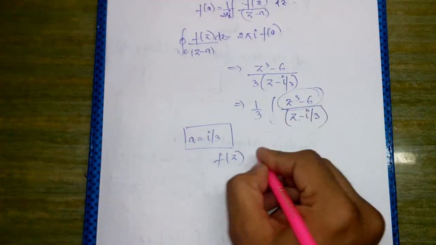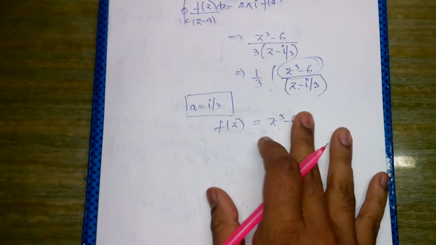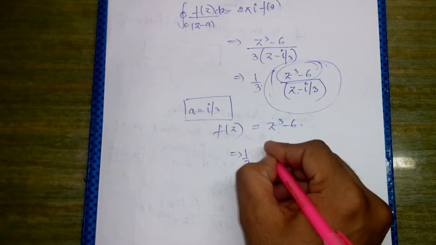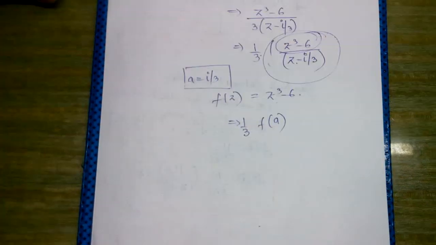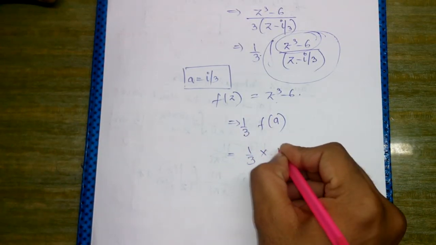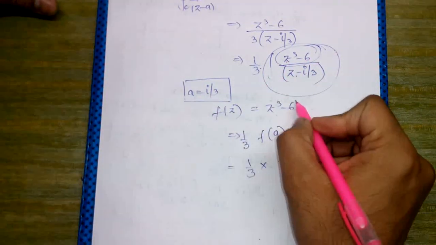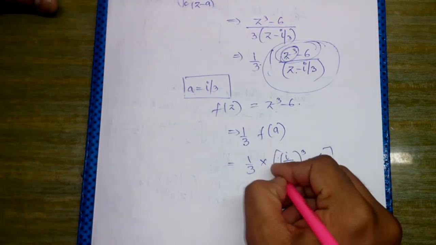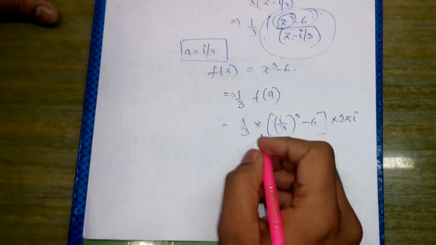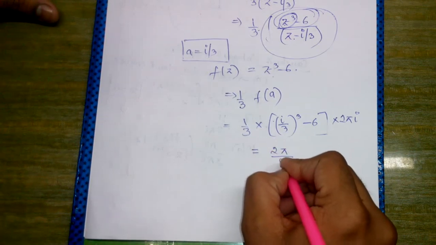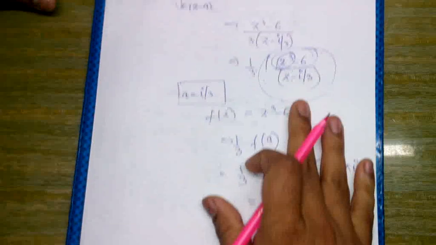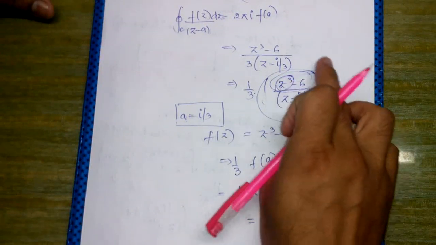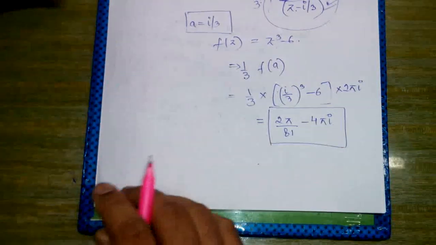f of z, if we compare, is z cube minus 6. So 1 upon 3 into this value simply means 1 upon 3 into f of a. So that is 1 by 3 into the value at z equal to a, where we put a, that is i upon 3, whole cube minus 6, multiplied by 2 pi i. So we obtain the value as 2 pi upon 81 minus 4 pi i. So we compared with Cauchy's integral formula, evaluated the value of a, and evaluated the function at z equal to a. So this is the final answer.